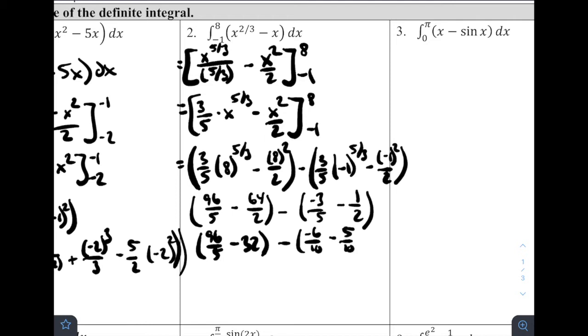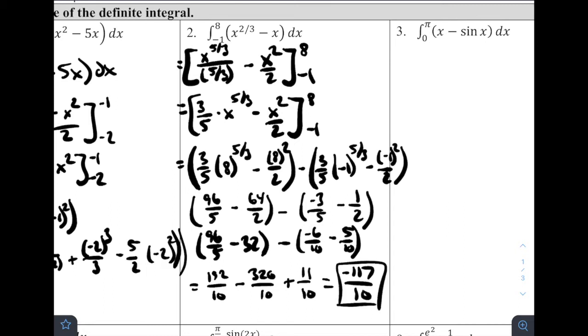So that's going to be equal to, we want these all over 10, so 192 over 10 minus 320 over 10. And then we've got minus negative 11 over 10, so it's going to be plus 11 over 10. So 192 minus 320 plus 11, that's going to be negative 117 over 10 for that integral here.